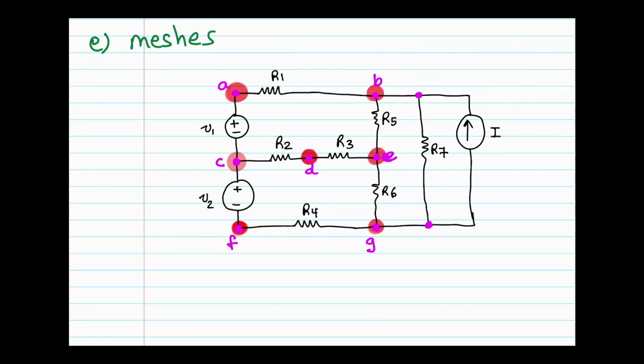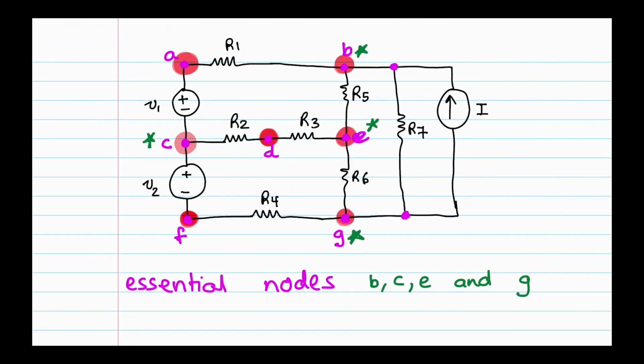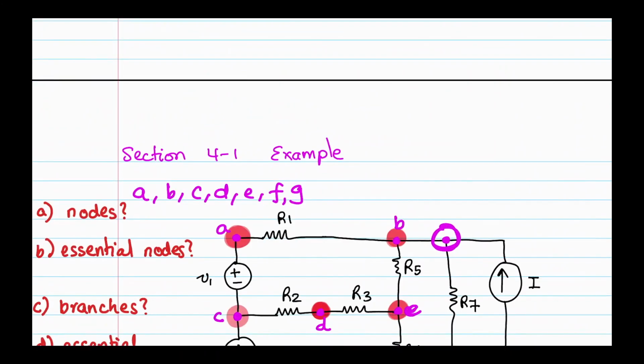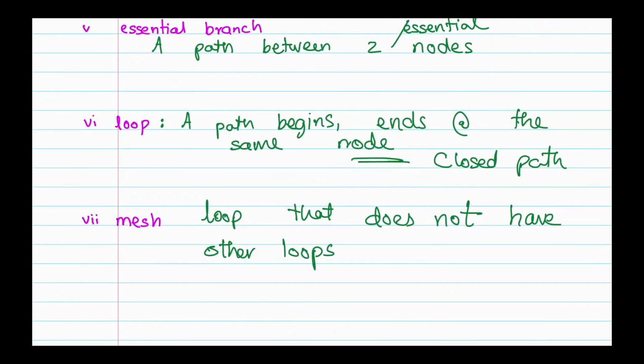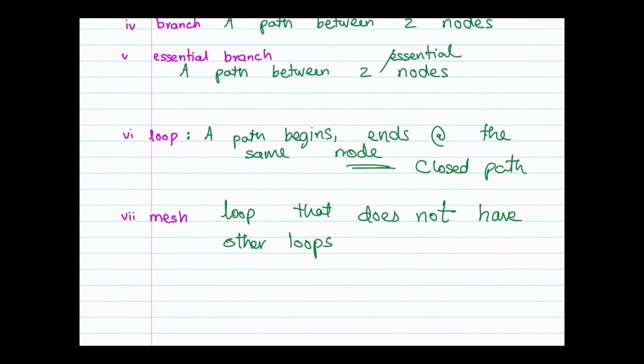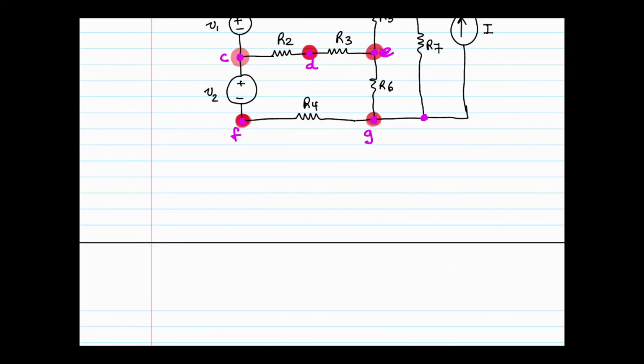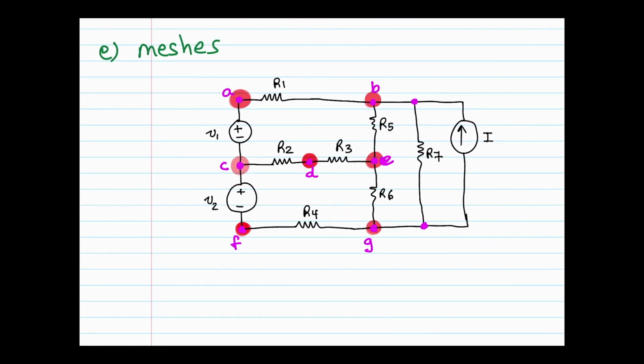Now, we are interested in finding the meshes. A mesh is simply a loop that does not have other loops. So let's find out the meshes in here. Now, as we have been doing in the past, let's start with this circuit element. So let's start with this guy.